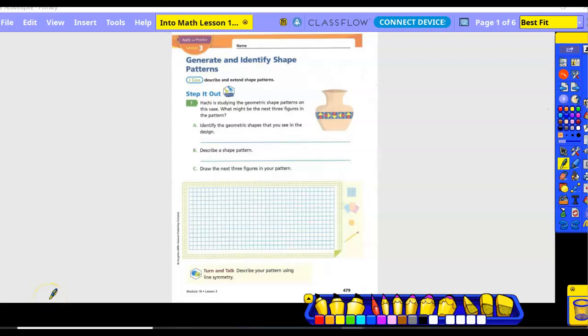Fourth grade math lesson 18.3. Generate and identify shape patterns. I can describe and extend shape patterns. Step it out. Number 1.